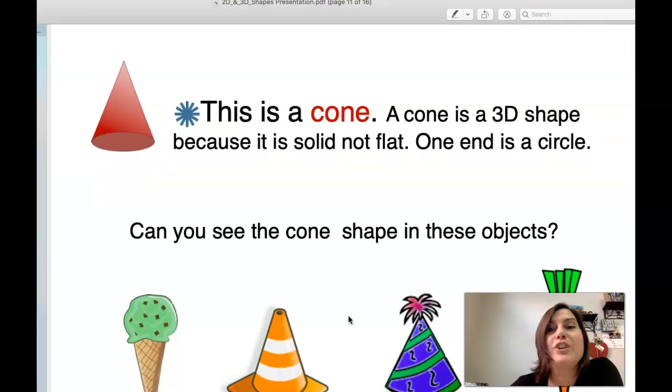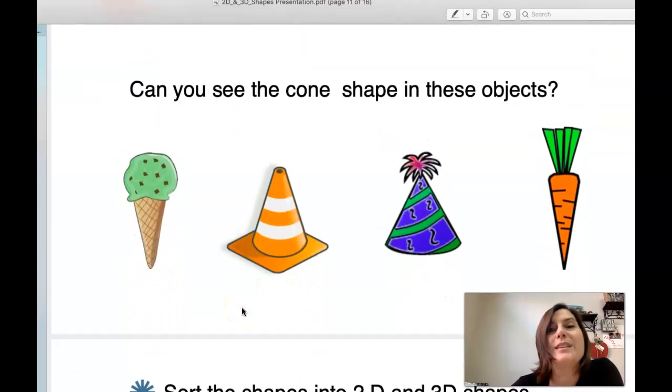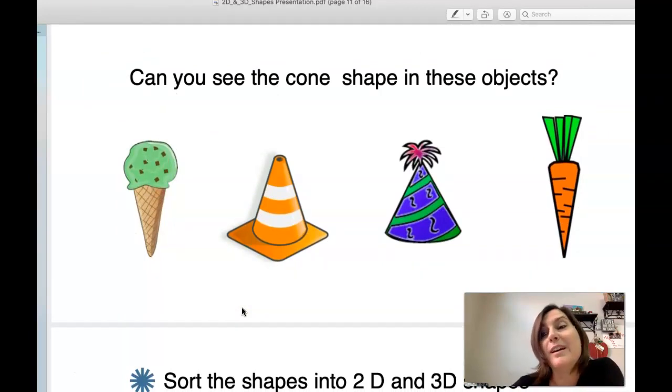The next shape is called a cone, and a cone is a 3D shape because it is solid and not flat. One end has a circle, and here are some cones in real objects that we might find in our community or sometimes even in our school. Ice cream cone is a cone. It's even called a cone, and this is even called a cone. We have some at school. You might get to see some of those. This hat is shaped like a cone, and this carrot shaped like a cone.